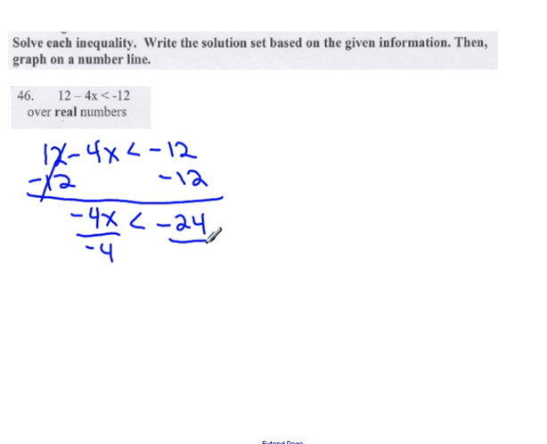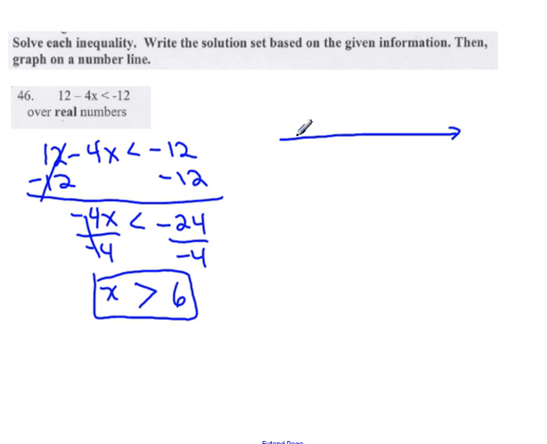Divide by negative 4. Remember, I told you that when you multiply or divide by a negative, we flip the direction. So since I'm dividing by a negative 4, I change that to greater than, and then negative 24 divided by negative 4 is positive 6. That's the solution. Now I need a number line. So I'll put 6 in the center, and I'll put a few numbers on each side.